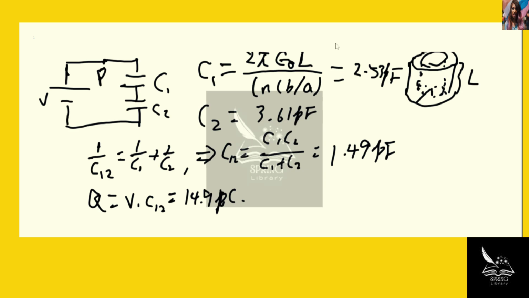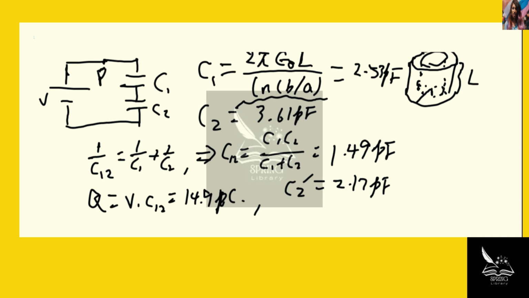Then the separation of C2 is increased. So we can obtain a new C2, which is labeled C2 prime. Just utilize the numbers in the problem, and you can find C2 prime is 2.17 picofarads. The expression is the same, just utilize this expression.